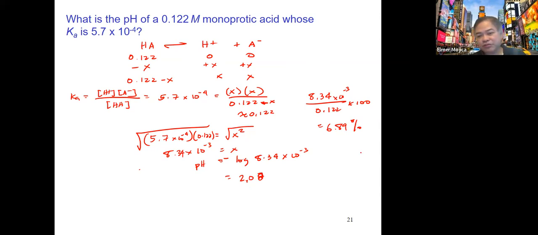Now, if you're going to solve the quadratic formula, what you get is around 2.09. You see the borderline that you have? If it's a little bit higher than that. So ito yung makukuha mo. Ang makukuha mong x is really around 8.1 times 10 to the negative 3 kapag quadratic formula. Okay?